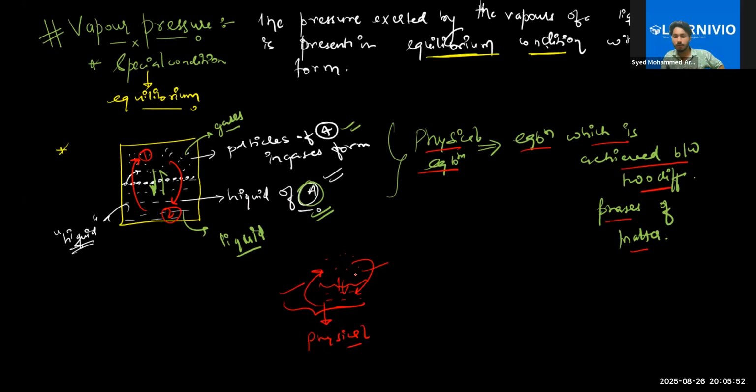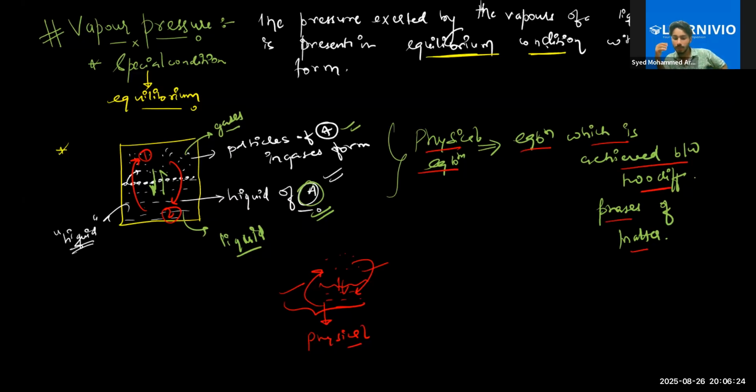Now this is all for today's class. In the next class we will discuss the factors which affect your vapor pressure, and the upcoming parts. The first one would be the factors, the next one would be questions based on vapor pressure, and the next one would be colligative properties. And this one would be my last topic.